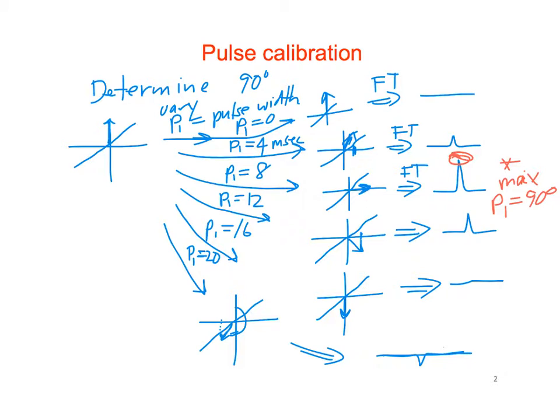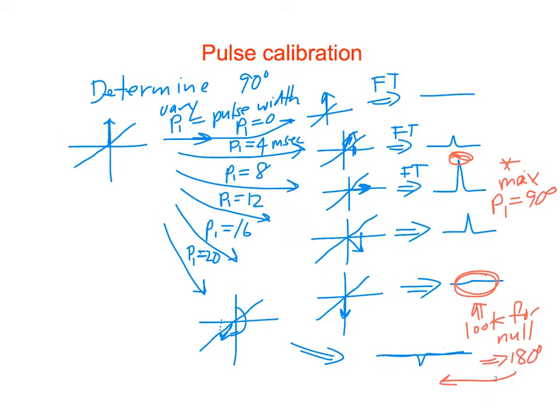Find where it's at 180 and then divide by 2. Right, exactly. So it's easier to see when there's no signal than to see when you have the maximum signal. All right, so what we generally do is look for this. We look for the null point, all right, and this is going to be our 180 degree pulse. Right? And then we take that and we divide it by 2.